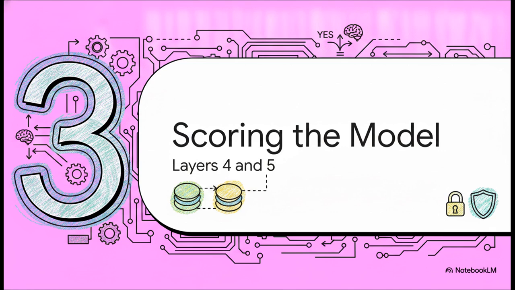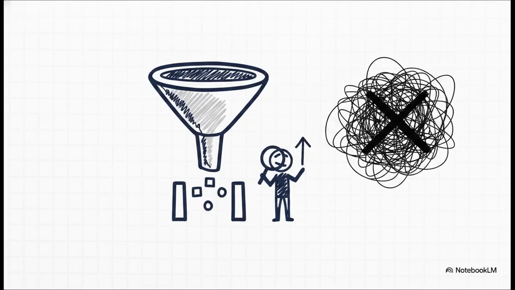This is the brain of the operation, covering layers 4 and 5. Layer 4 is the model itself. In this space, gradient-boosted models, think XGBoost or LightGBM, are the absolute gold standard.